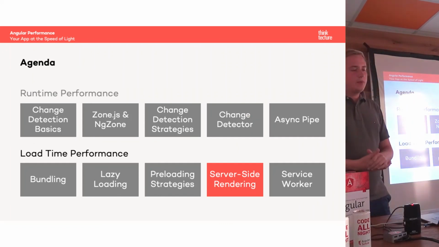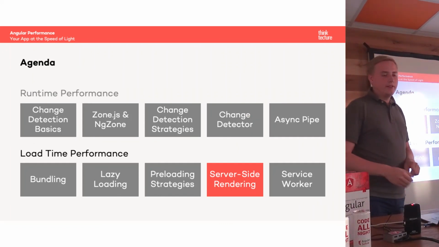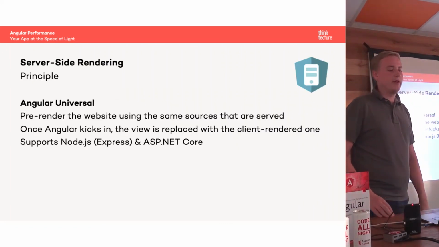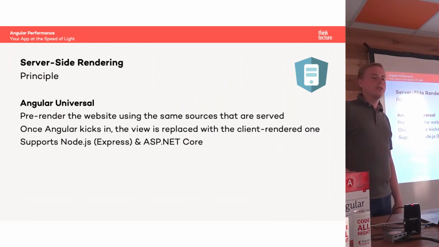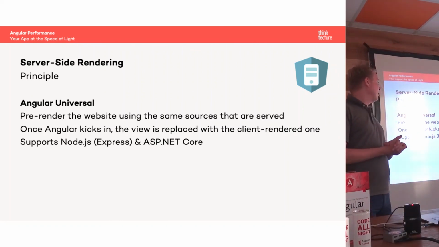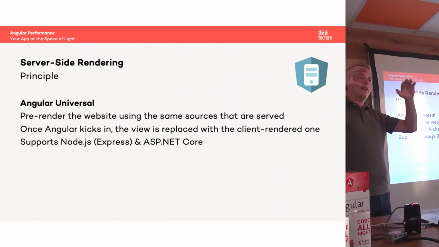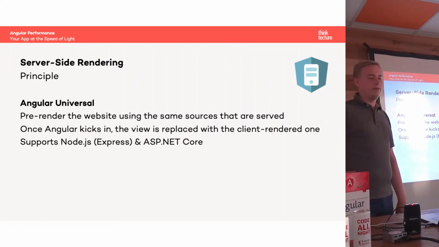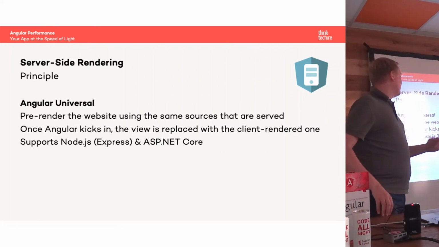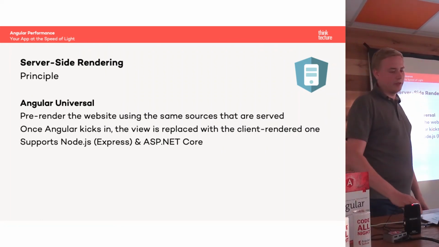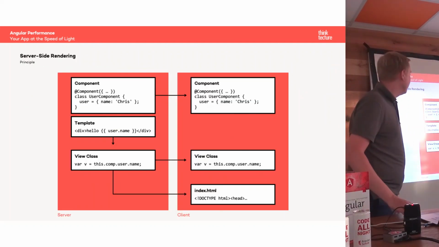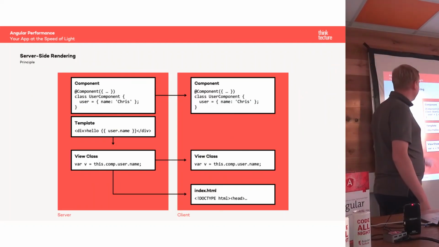Okay, next we have server-side rendering. I'm sure you've all heard of Angular Universal. What that tool does is pre-render your entire website using exactly the same sources that will later be transferred over to the client. And once Angular kicks in, it will then attach to the server rendered content. Currently that's supported for Node.js and ASP.NET Core. Here's an overview of how that looks.